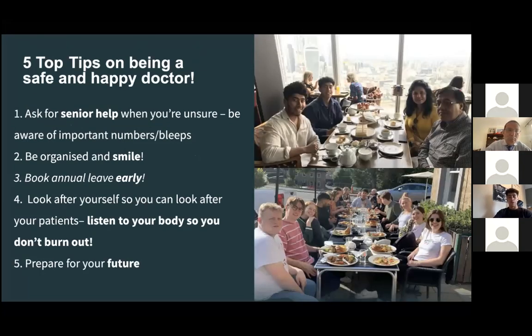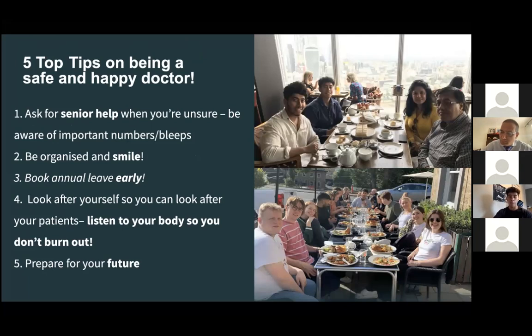So this is the final two slides. Five top tips I have for being a happy and safe doctor. Ask for senior help when you're unsure. That's really important. I'm only an F1, I've only been working three months. And whatever your grade is, unless you're a consultant, there's always a senior on hand. When you're unsure, it's important that you ask for help and you know when to escalate.